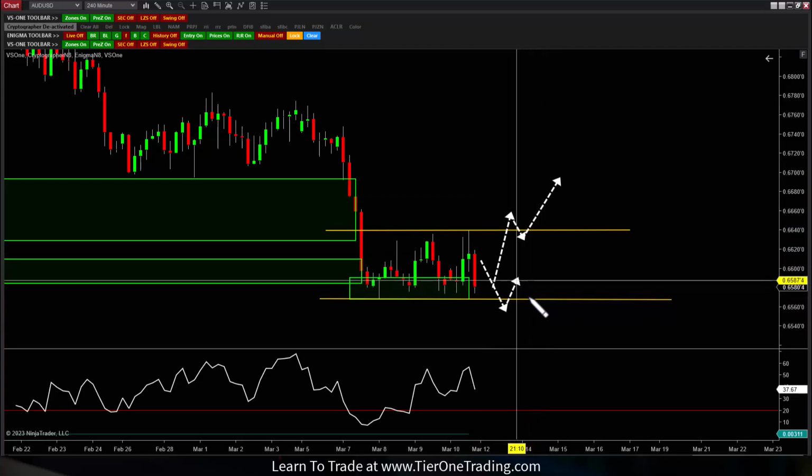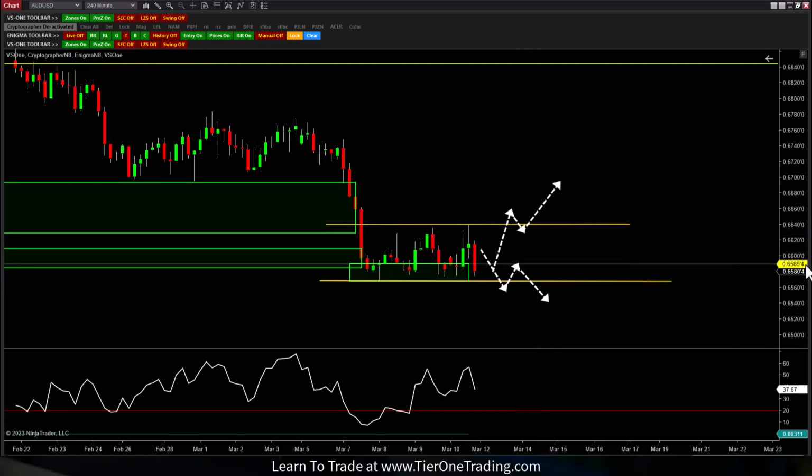So again, it's not my job to necessarily say the market has to go one way or the other. It's my job to look at the market, do my analysis, make my predictions, and then use that if-then syntax to say, if this happens, then this is how I'm going to react. Or if that happens, then this is how I'm going to get involved.